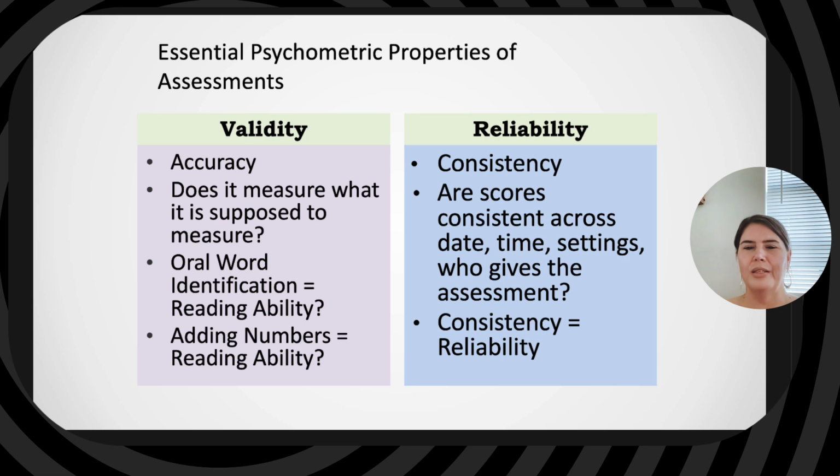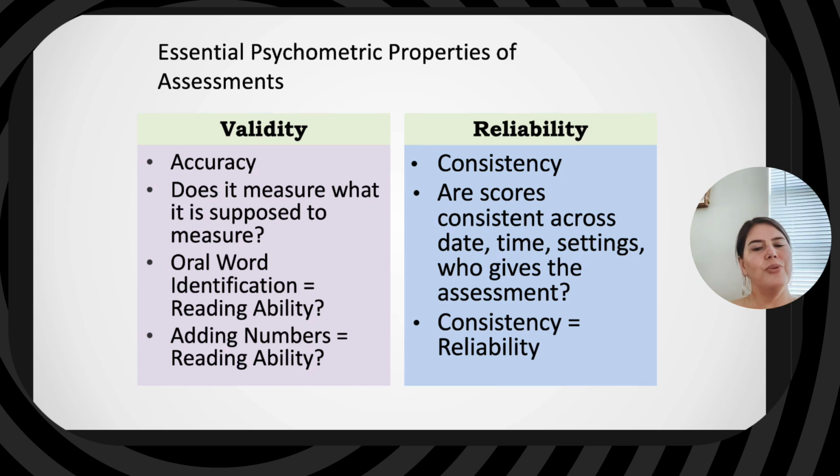But what about reliability? Oral word identification is a pretty valid way to test reading skills. We would say this test has validity to test reading ability, but adding numbers does not have validity for testing reading skills.